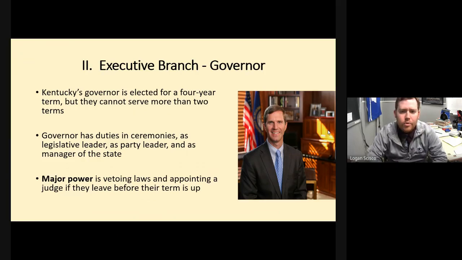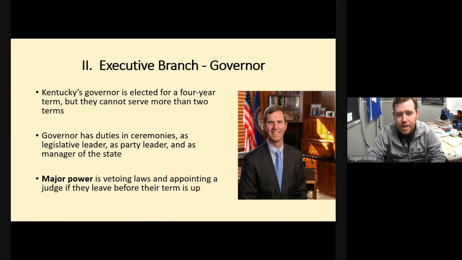The major powers that are given to a governor in the state is to issue executive orders, which kind of have the force of law, although those can be challenged in court, and Governor Beshear has used a lot of those in our handling of COVID-19. He also has the ability to veto laws, and so the governor has the ability, if the General Assembly passes a bill that they do not like, they can veto it.